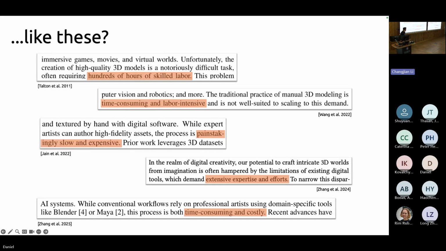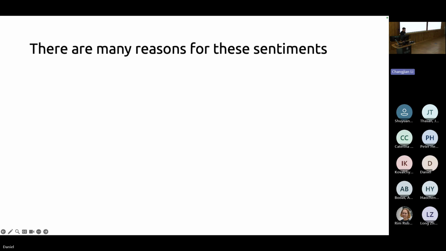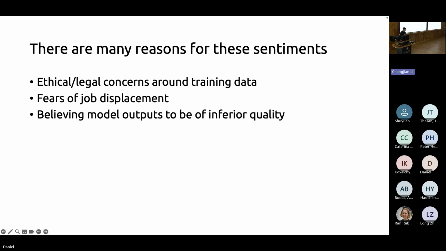Perhaps unsurprisingly, there's been a lot of backlash from the 3D modeling community to companies introducing generative AI features into their software, companies like Autodesk and Maxon. And there's a lot of reasons for this. There's many reasons for these sentiments. Some people are concerned about the ethics or legality of where these companies are getting their training data from. Some people are worried about these tools eventually taking their jobs from them for those who engage in the practice professionally.